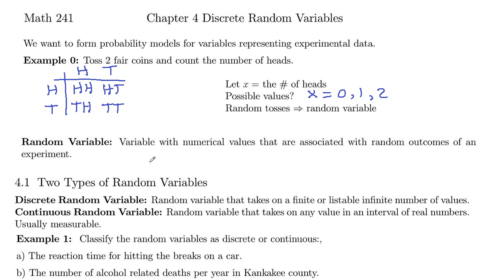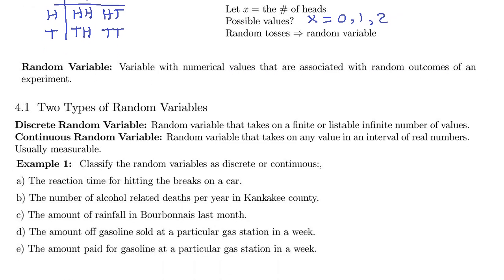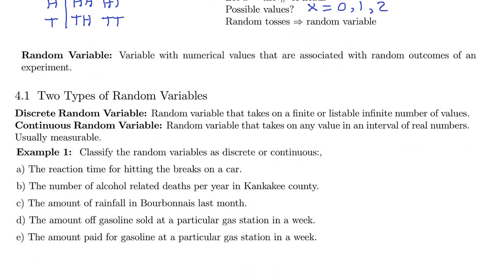So formally, a random variable is a variable with numerical values associated with random outcomes of an experiment. There are two kinds of random variables, two flavors here. We have discrete random variables, which are random variables that take on either a finite number of values or a listable infinite number of values. So they're listable. Or there are continuous random variables. They take on any value in an interval. They're usually measurable.